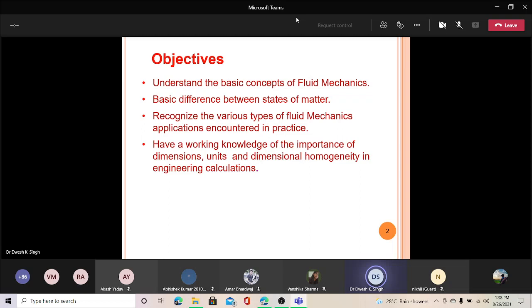And overall, this fluid mechanics course will cover what fluid mechanics is, and its mechanical point of view, and from the mathematical point of view also we will cover it in this subject. But today's lecture will be based on the basics of fluid mechanics, basic differences, and some applications of this.